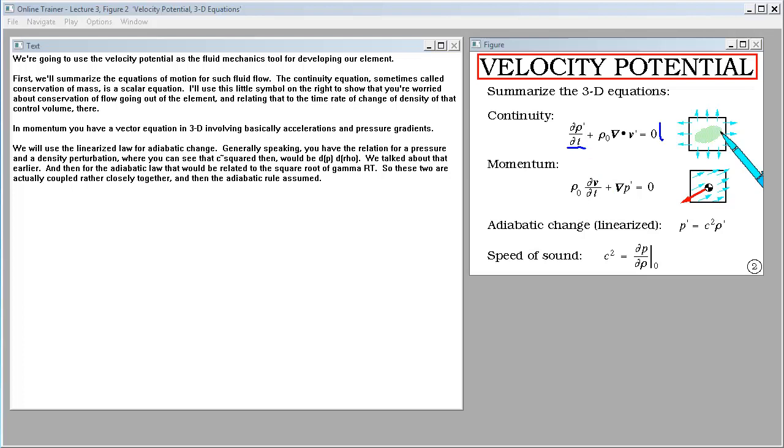In momentum, you have a vector equation in 3D involving basically accelerations and pressure gradients. We will use the linearized law for adiabatic change. Generally speaking, you have the relation for a pressure and a density perturbation where you can see that C squared then would be dP d rho, and we've talked about that earlier. And then for the adiabatic law, that would be related to the square root of gamma RT. So these two are actually coupled rather closely together, and then the adiabatic rule assumed.